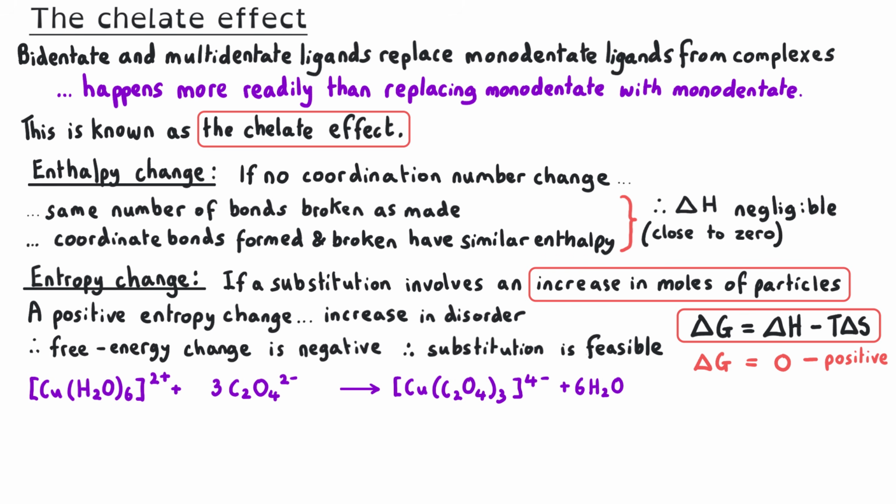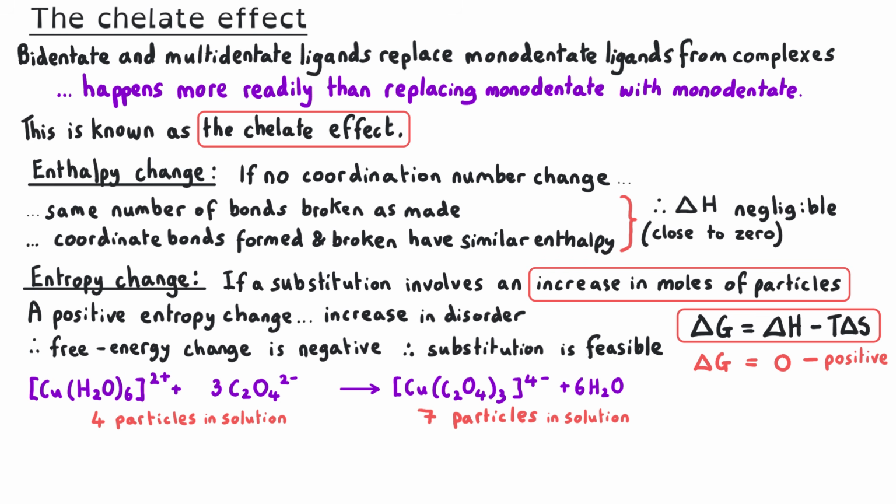As an example, if we see this hexa-aqua-copper complex reacting with 3 bidentate ethane dioate ligands, we've got 4 particles in solution in our reactants. If all of those water ligands get substituted out, and we end up with 7 particles in solution as our products, this is an increase in disorder, a positive entropy change.